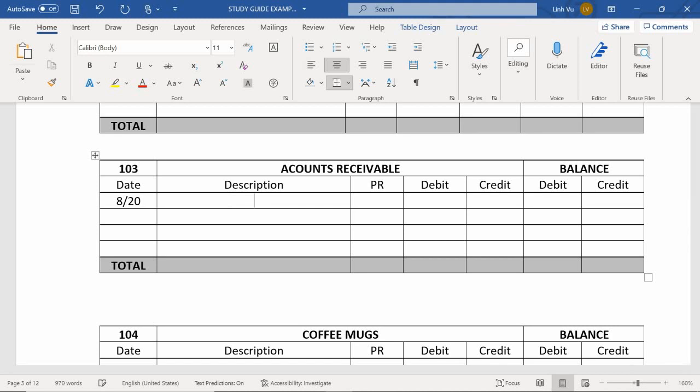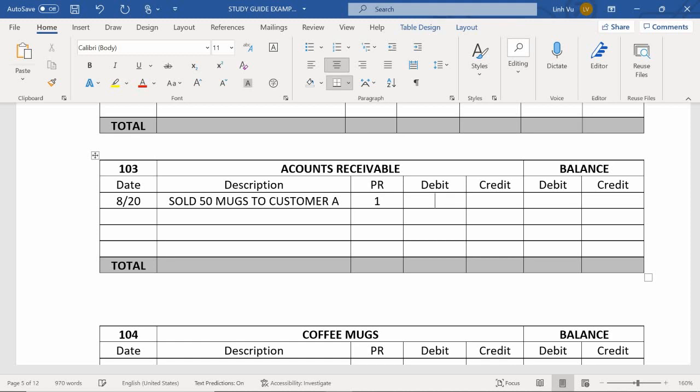We have it back from before. All right, so we have 50 coffee mugs, 50 mugs at $5.99 each, to customer A. Yes, because we're on accounts receivable. So you need to make sure you keep track of customer A. And what page? 1?